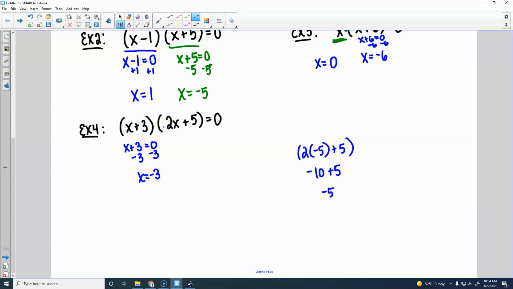Okay? Jada, what have you got? Okay? So 2 times 2.5 plus 5. 2 times 2.5 would give us 5 plus 5. That would give us 10. But if it was negative, then we would get a 0. All right, so negative 2.5 would be our answer. Jada, how'd you come up with that?